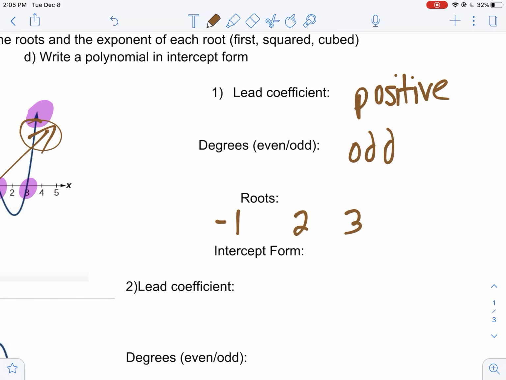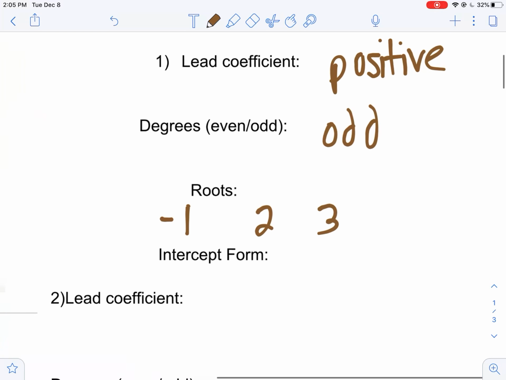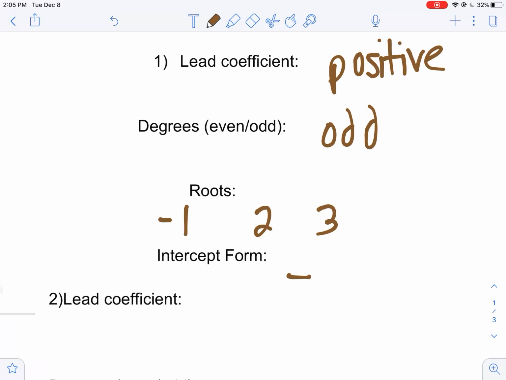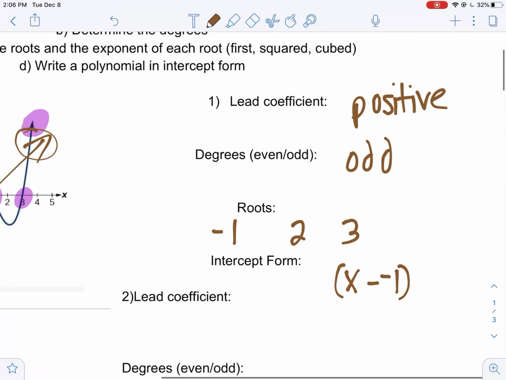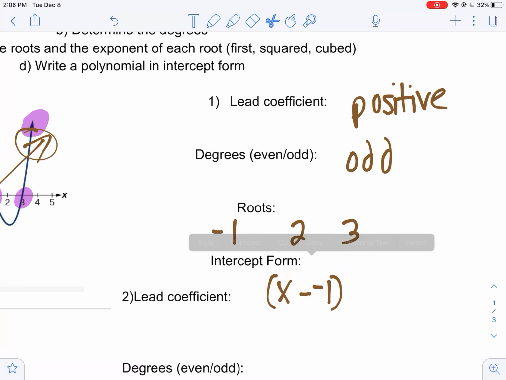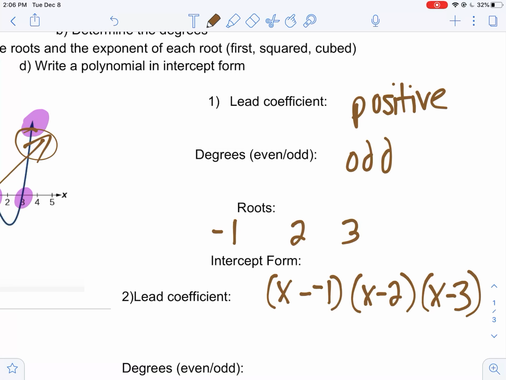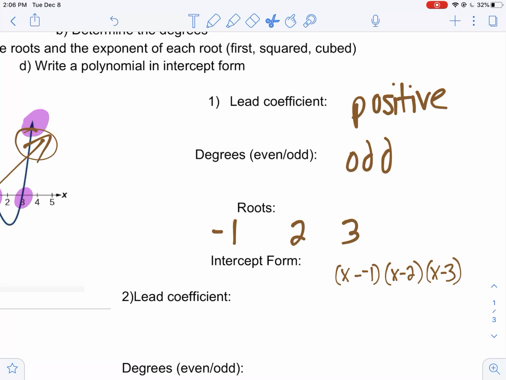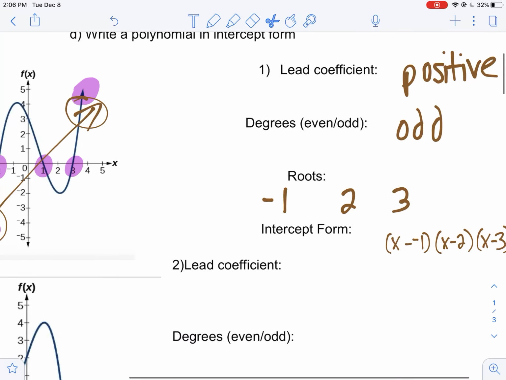Now for intercept form, the first value, if it's negative, you would have a negative sign, but since it's positive, we can put a positive sign there, like a +1, but you don't necessarily need to. And then you're going to write it in intercept form, which would mean x minus our roots. X minus -1. I just got to make a little bit of space for that. X minus 2, x minus 3. And we're not asking for it in standard form today, so you don't even have to multiply it out. It'd be cool if you did, at some point, but you don't have to today.